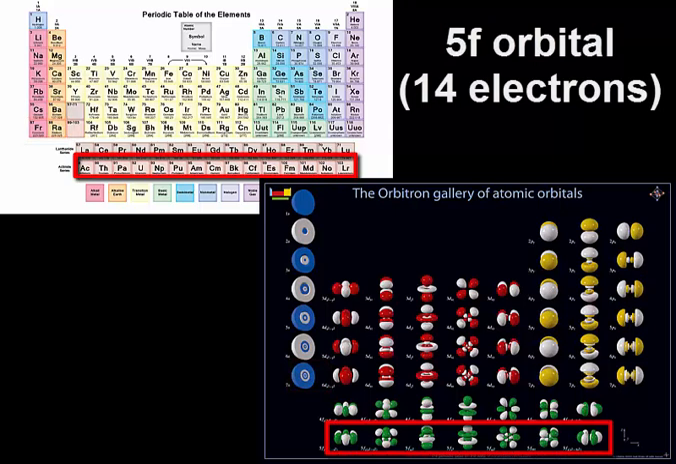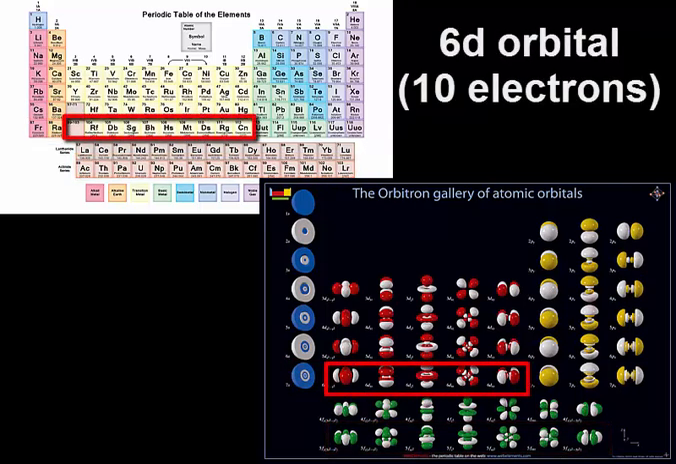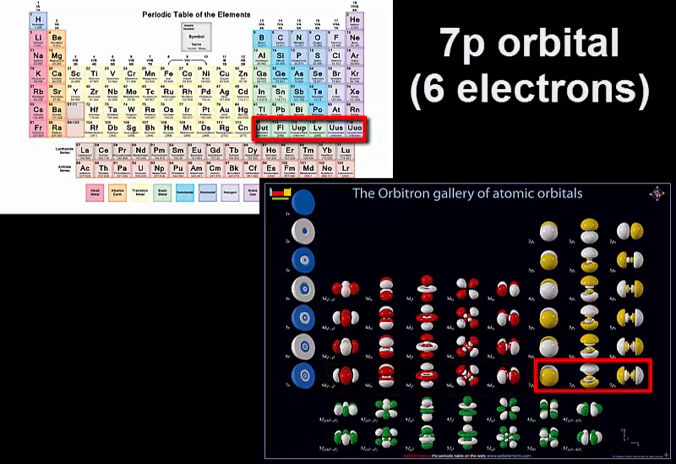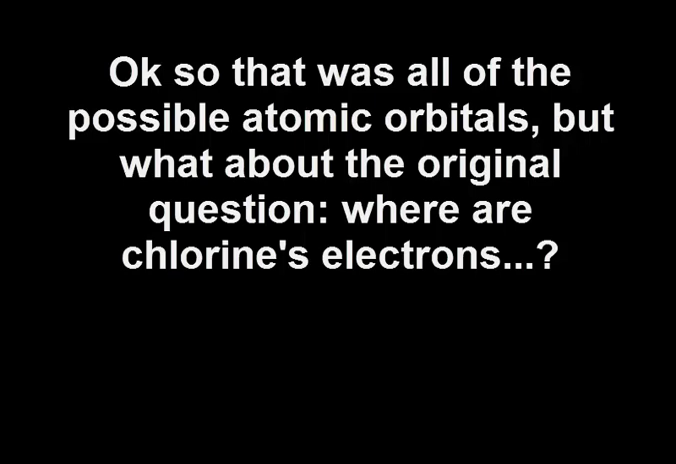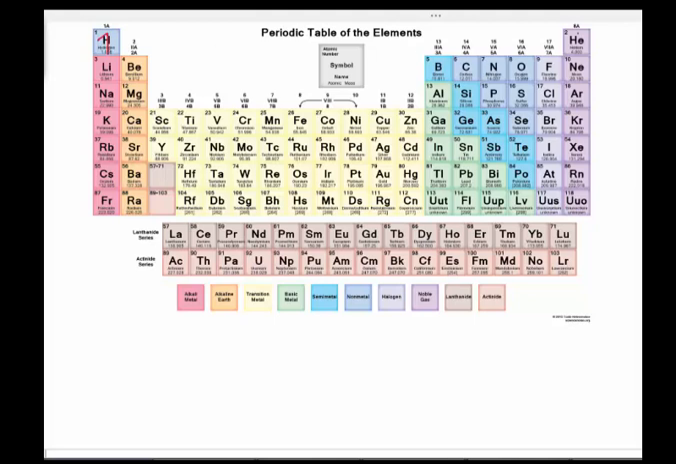Moving down to the bottom now, 5f can hold 14 more, spread over 7 orbitals. 6d can hold 10, and finally 7p can hold 6 more. Back to my original question. Where are chlorine's electrons? To answer that, let's have a look at an actual periodic table.